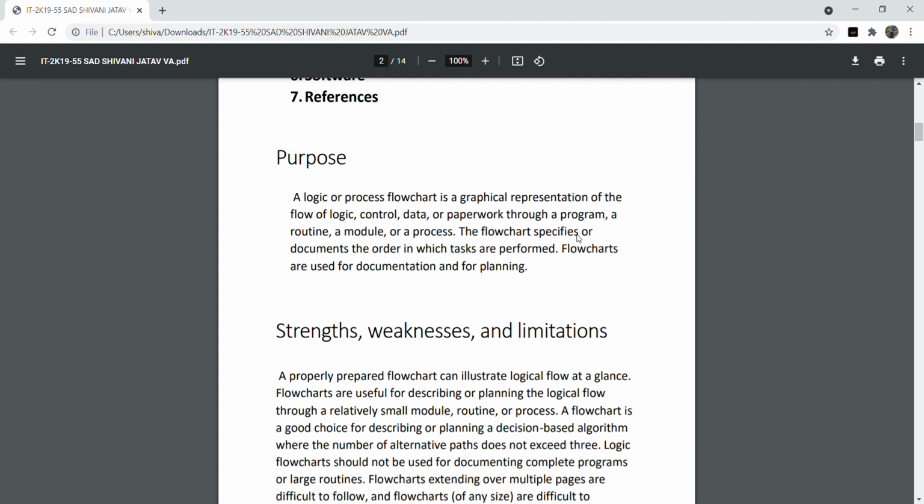Purpose. A logic or process flowchart is a graphical representation of the flow of logic, control, data or paperwork through a program, a routine, a module or a process. The flowchart specifies or documents the order in which tasks are performed. Flowcharts are used for documentation and for planning.